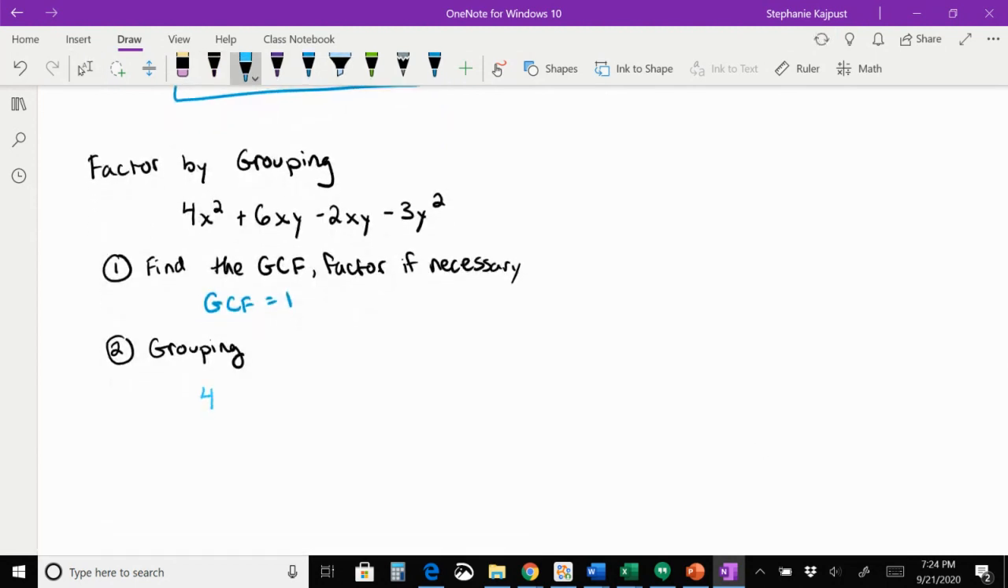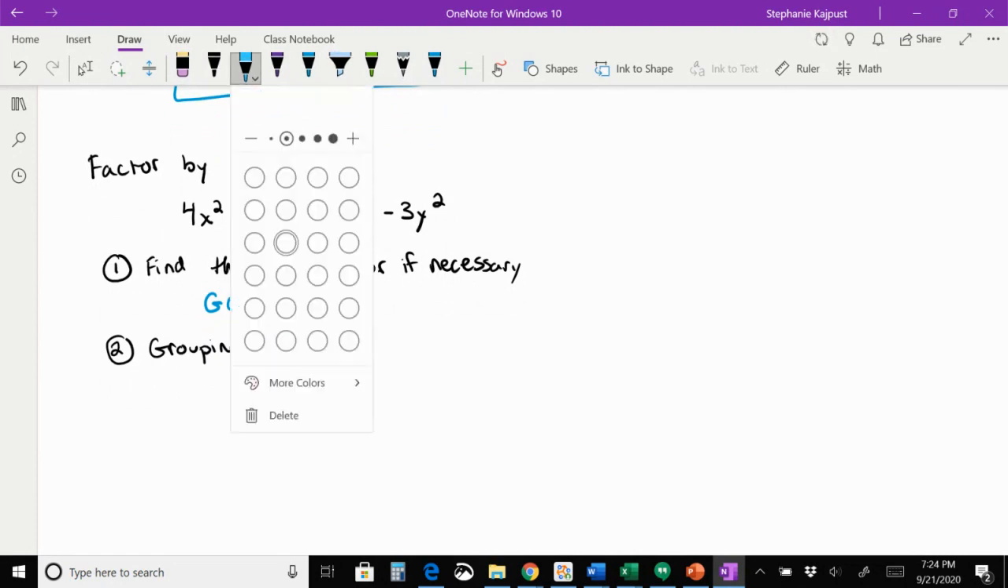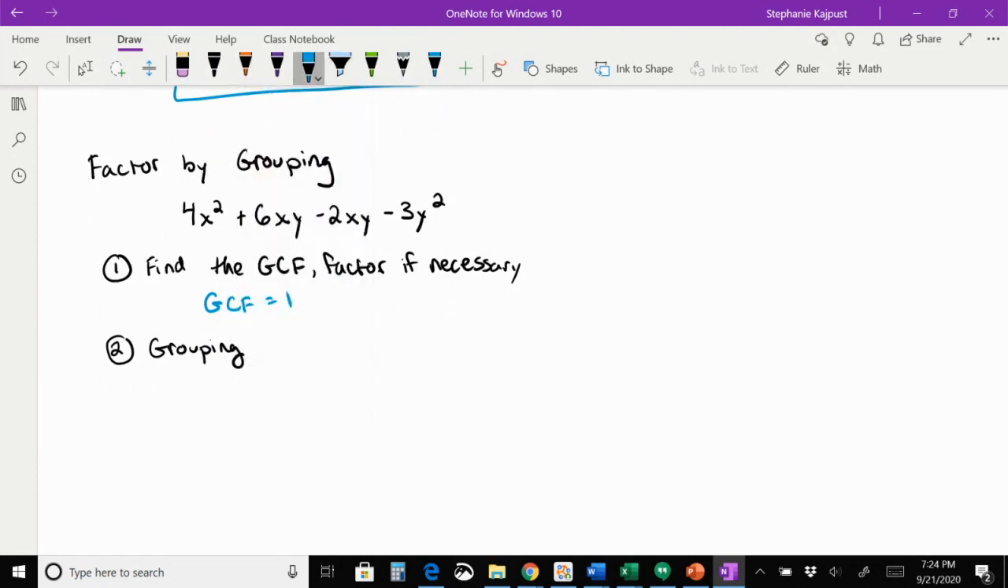So we're grouping it together, and I keep picking the wrong blue. I want the darker blue. So you're grouping them together in pairs. And this is using the associative property, which allows you to group things that are added together.